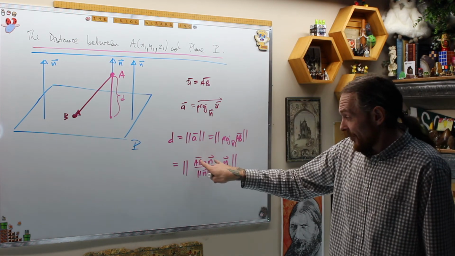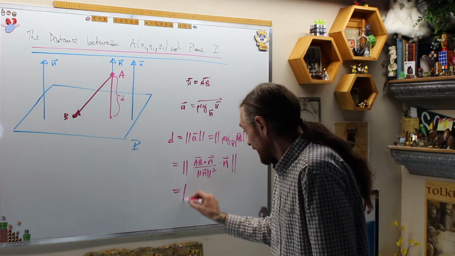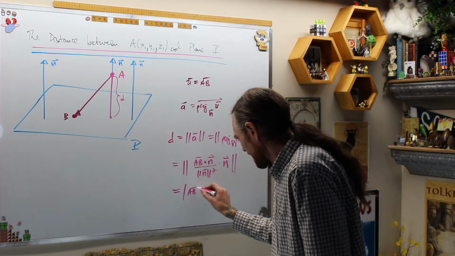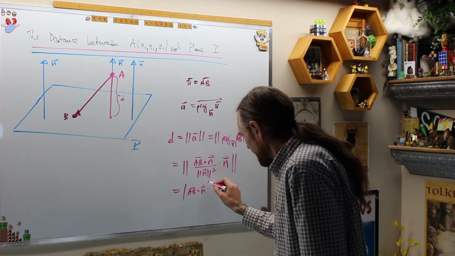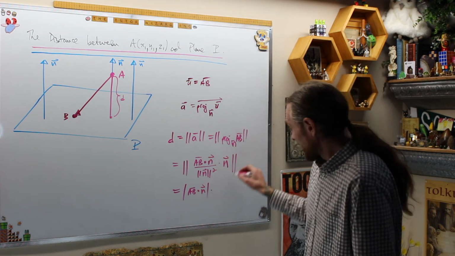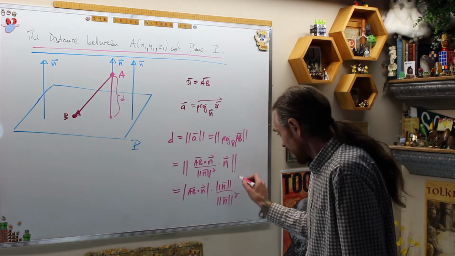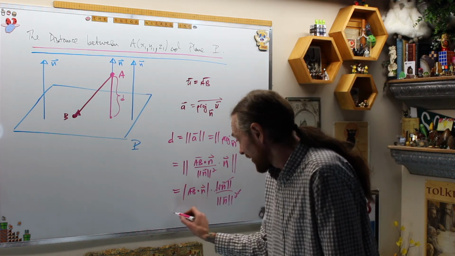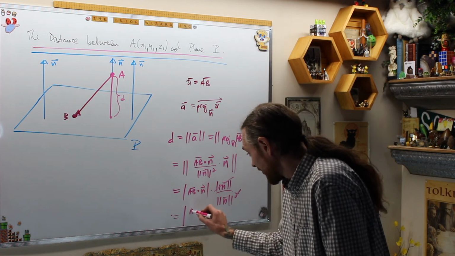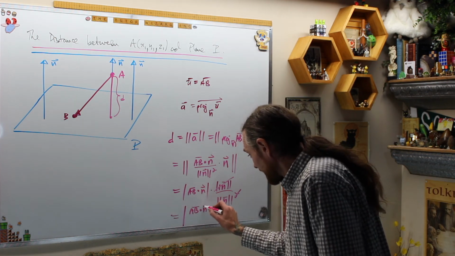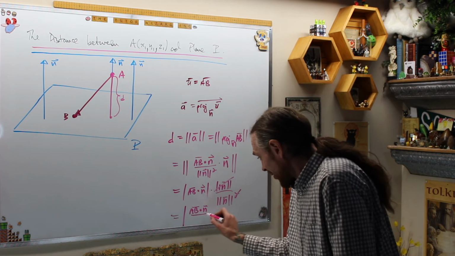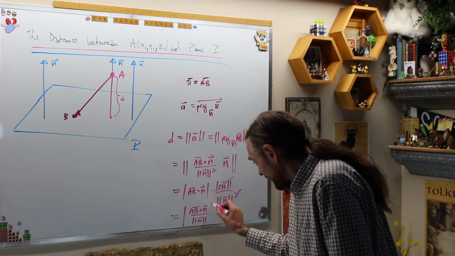which is, this is a number, so you can take it out in absolute value, which is unfortunate that it's absolute value, times norm of N over norm of N squared. One of these is going to cancel, and so we get a clever formula. This will be the absolute value of AB dot N, over the norm of N.